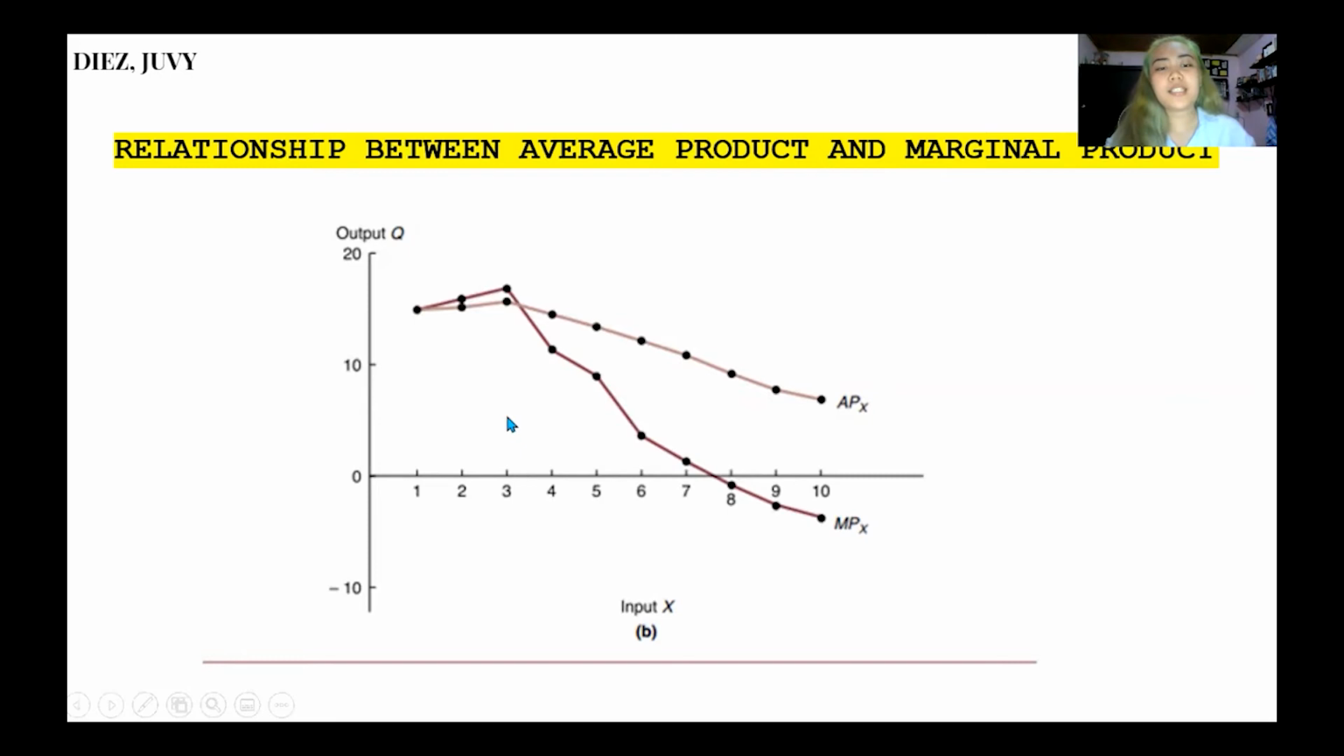And then after that, in the succeeding units of variable factor, both the marginal product and the average product decline. But as you can see, the marginal product curve is steeper because the marginal product falls faster compared to the average product. And although they are both declining, the average product remains in the positive line while the marginal product reaches the negative line. So the law of diminishing returns to a factor will be discussed by Mr. Edson D.